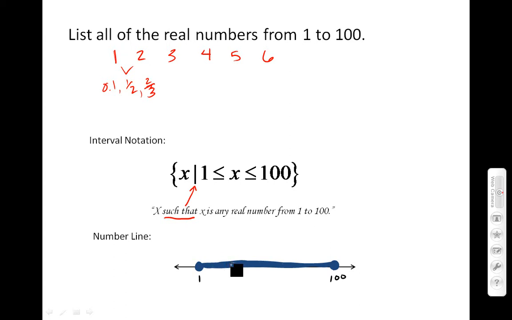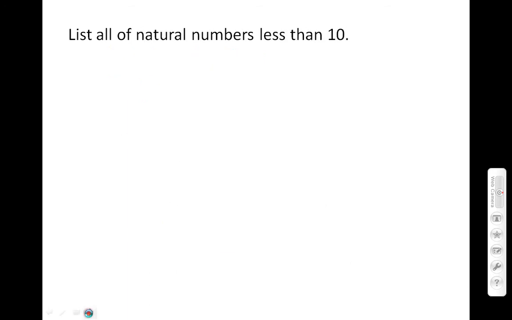Let's try it again. Sometimes the more you practice these, the better they make sense. So here's the first question. List all of the natural numbers less than 100. Here's how we can do it in interval notation. Start off with a curly bracket. And we'll write x such that. You always start off with that with interval notation: the open curly bracket, x, and such that. Once you get in the habit of it, it kind of becomes second nature.